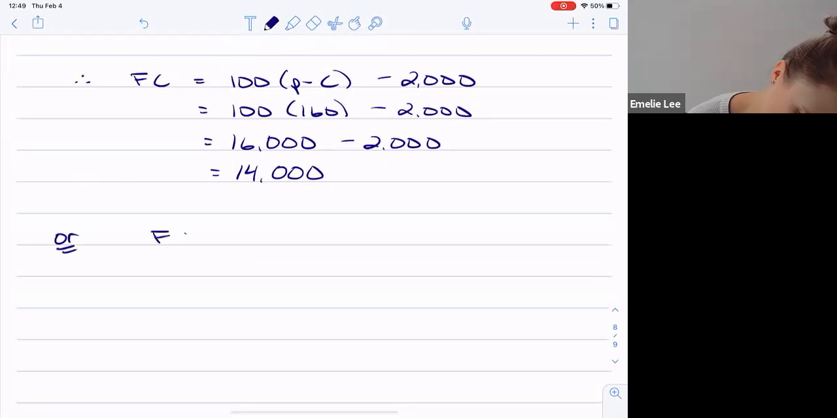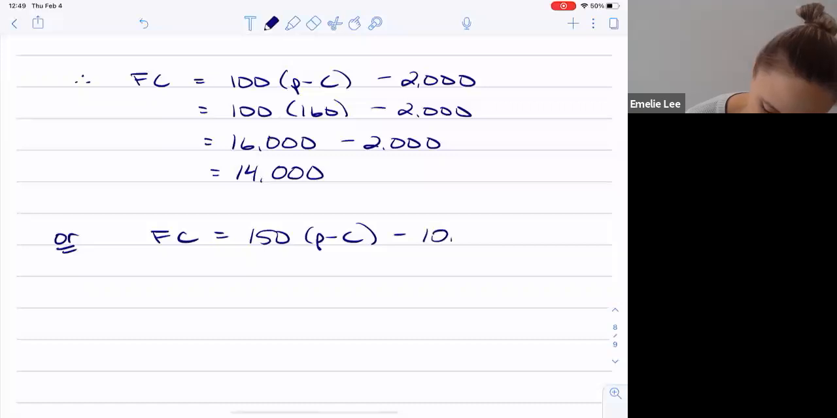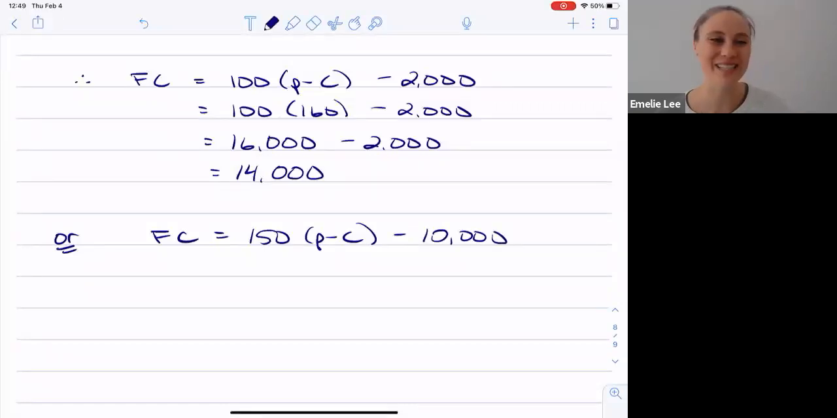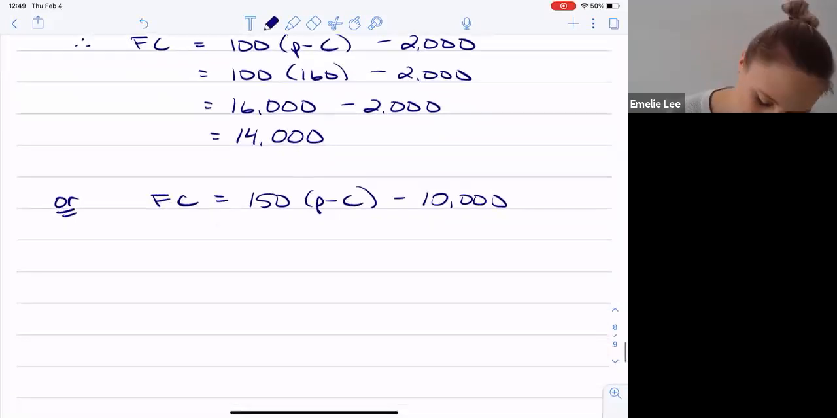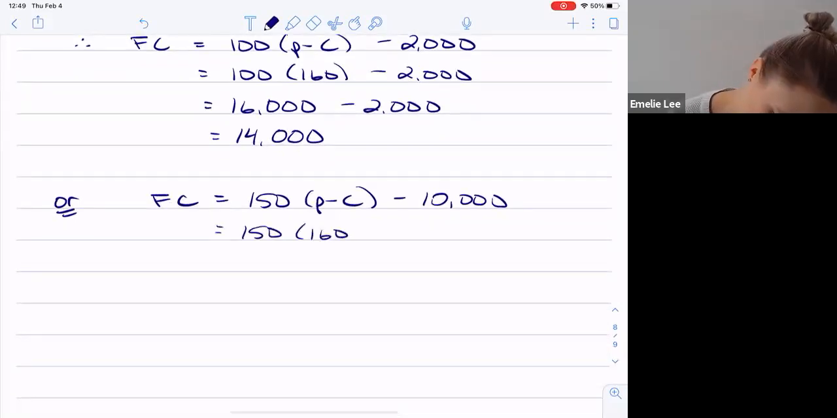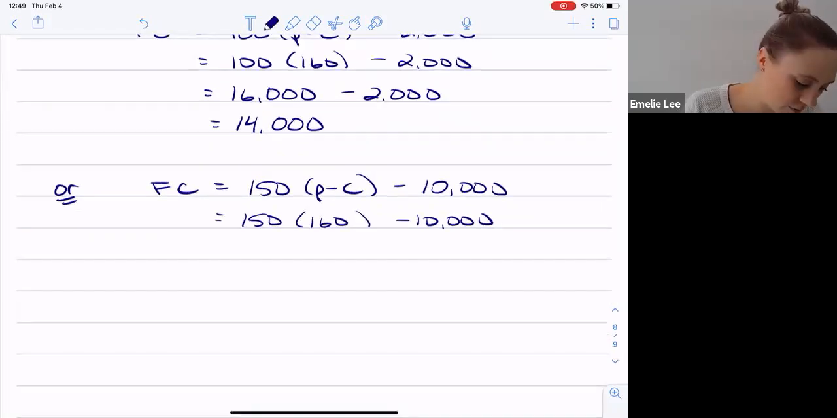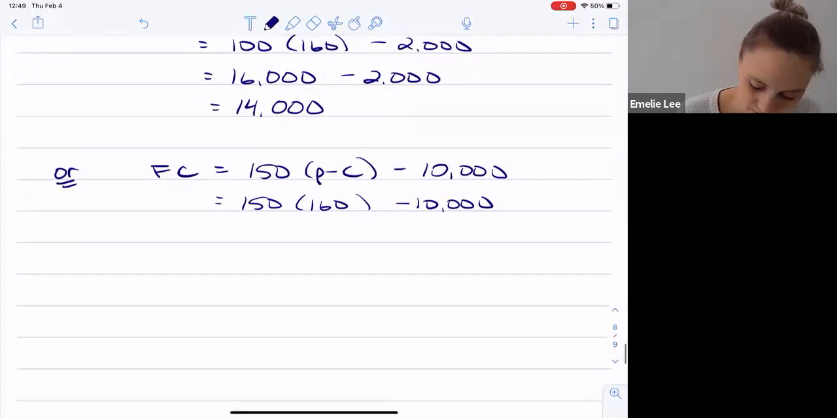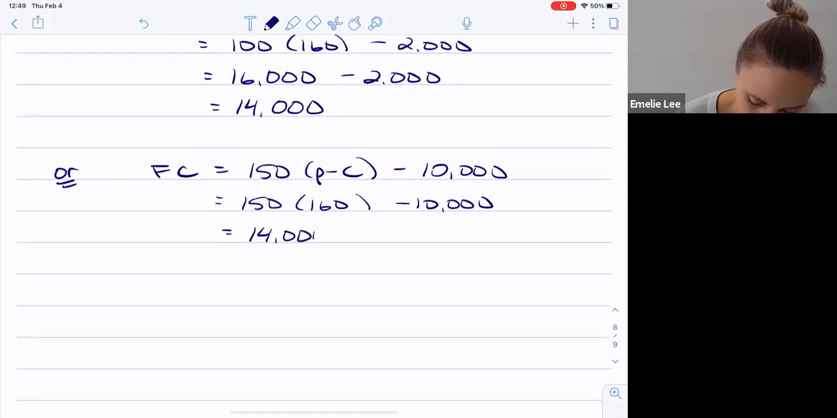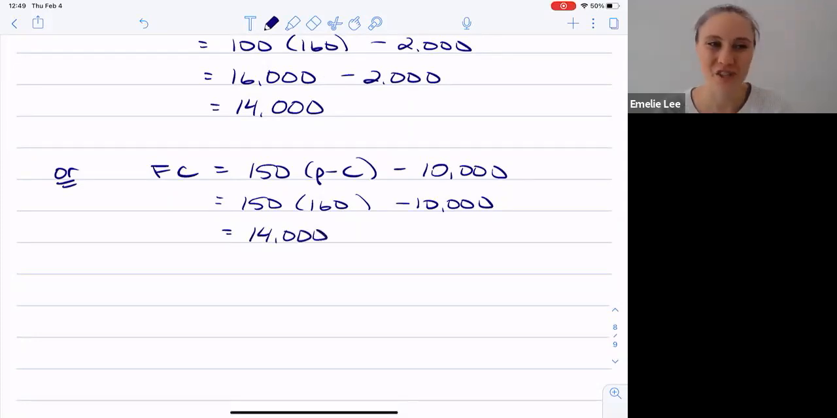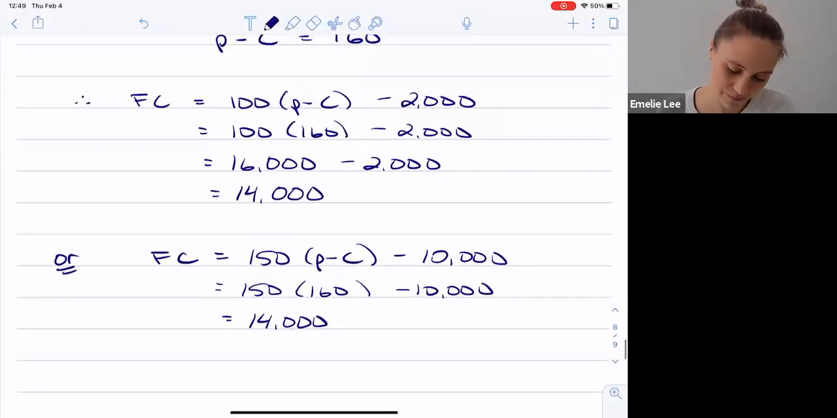Or if you prefer, the fixed cost was 150 times P minus C minus 10,000. I'll do this math a little bit faster. 150 times 160 minus 10,000. If you go through the same song and dance, 150 times 160 is 24,000, minus 10,000. Again, they should be the same. They are the same, right? So then the fixed cost must be 14,000.